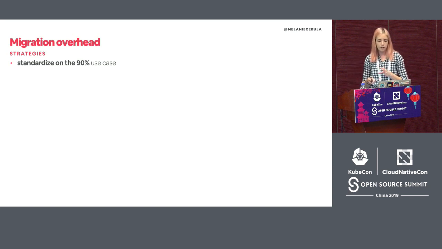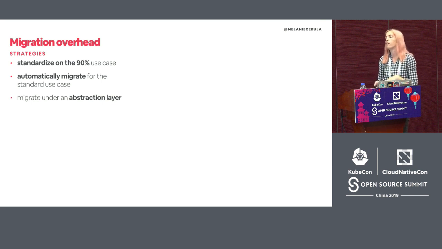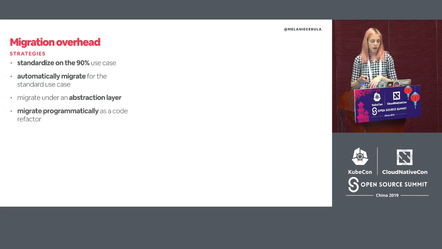And so here are some other strategies. Basically, when you're thinking about migrating, can you standardize on something that is 90% correct for most cases? And can we automatically migrate that case? And so then can we migrate under an abstraction layer so developers aren't aware that we're migrating? And then finally, can we migrate programmatically? So can we do code refactors to migrate people?